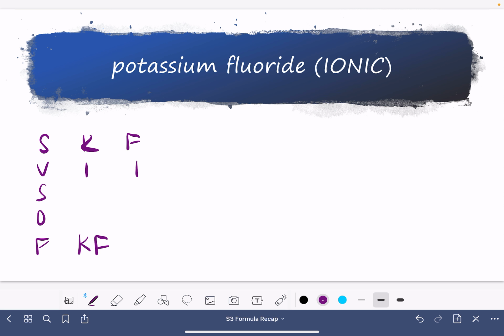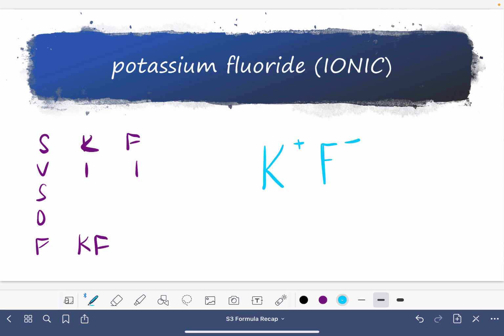And because they've both got a valency of 1, then they'll both have a single charge. The potassium, because it's a metal, loses electrons to become positively charged. And the fluorine, it's a non-metal, so to become a fluoride ion, it gains that electron from the potassium. So the ionic formula is going to look like this. So K+ F-.